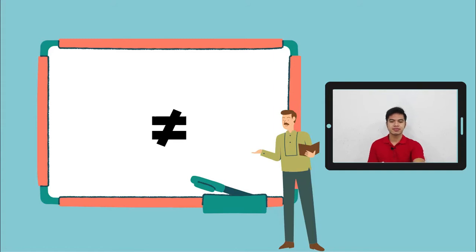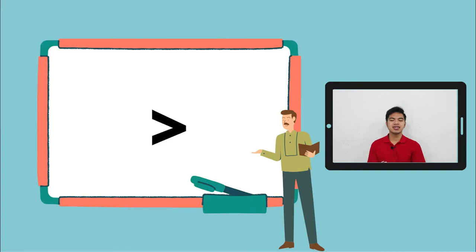The next symbol is this one. This is called less than. We use it when the number on the left part is less than the number on the right part. Okay? We call it less than.